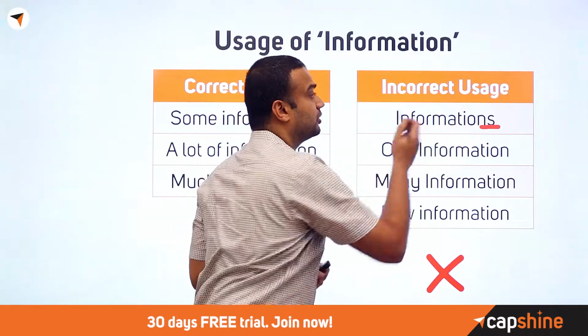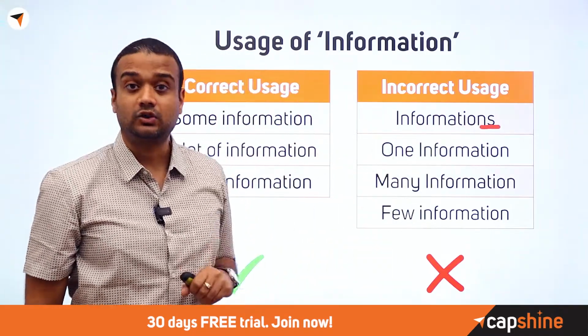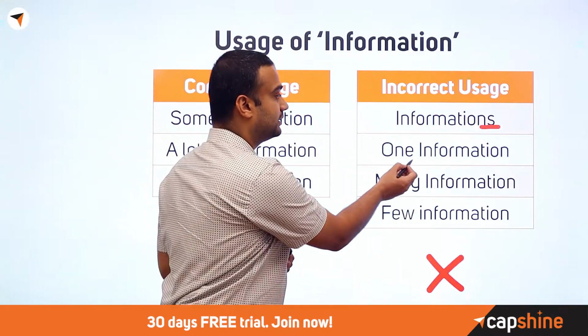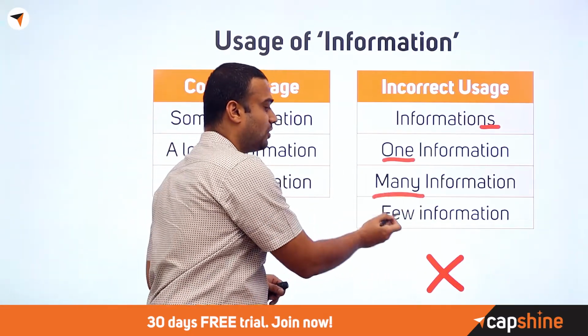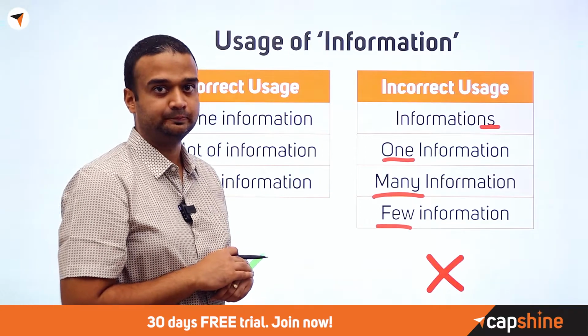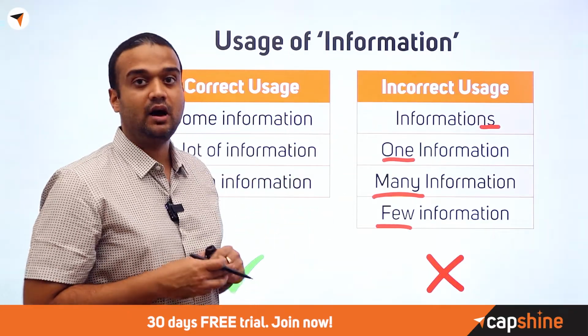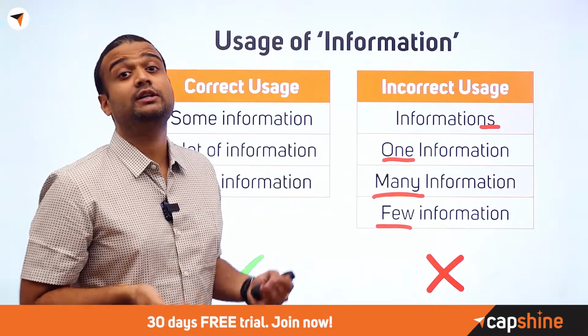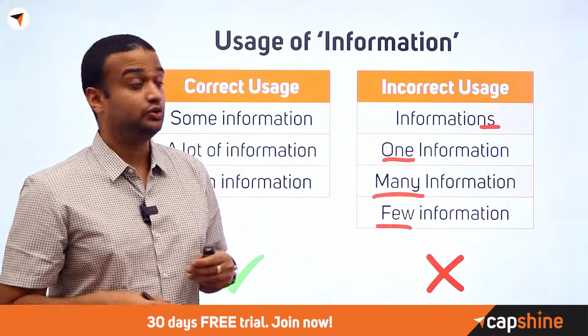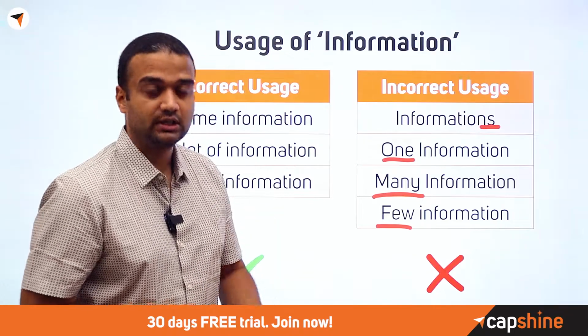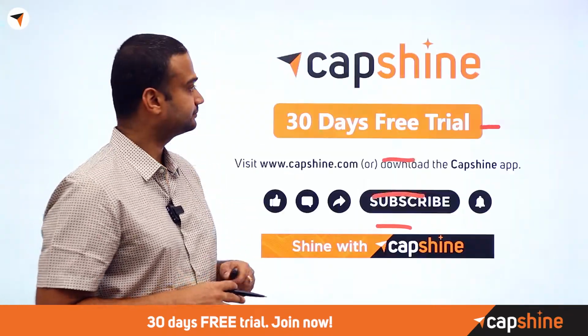Remember, you cannot put a plural for an uncountable noun. You cannot give a number before an uncountable noun. And you cannot say many or few before an uncountable noun. Therefore, all of these are incorrect. You therefore cannot say, I heard a lot of informations about this event. No, you heard a lot of information about that particular event.